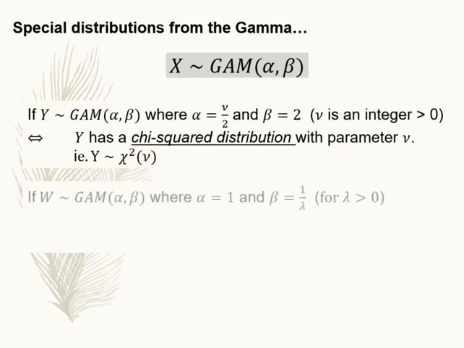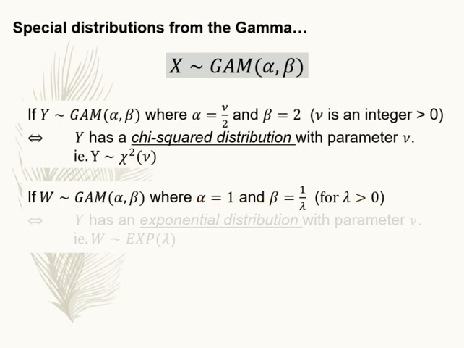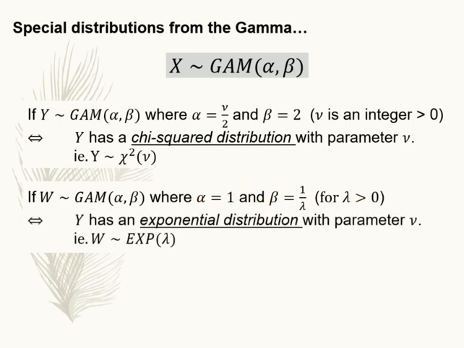Another special case of the gamma is if you fix alpha to be equal to 1 and then you take beta to be some value 1 over lambda, where lambda represents any value that is greater than 0. If you select parameters with those settings, then you have what's called an exponential distribution with parameter lambda. Just excuse that error, you can fix it for yourself. And this is how you write the shorthand notation: EXP, short for exponential, and then lambda because it only takes one parameter.